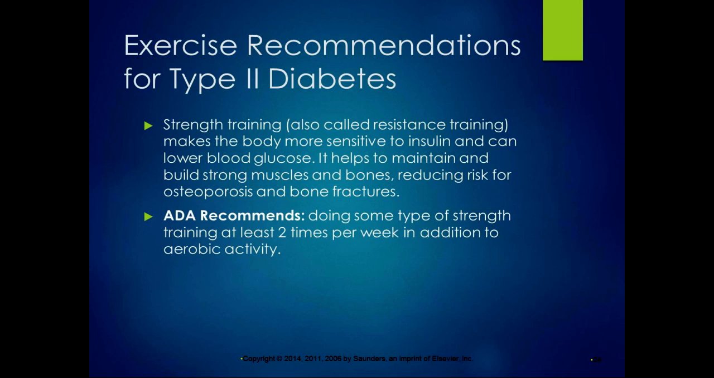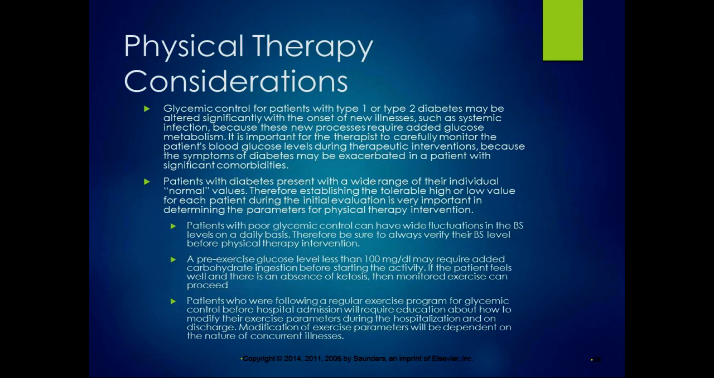For strength training, also called resistance training, it makes the body more sensitive to insulin, meaning it can work better, and it can help lower blood glucose in that way. And it helps to maintain and build strong muscles and bones, reducing the risk for osteoporosis and bone fractures. So the American Diabetes Association recommends doing some type of strength training at least 2 times per week in addition to aerobic activity. So this is something that we can educate our patients about, and we can help them come up with a program that works for them.